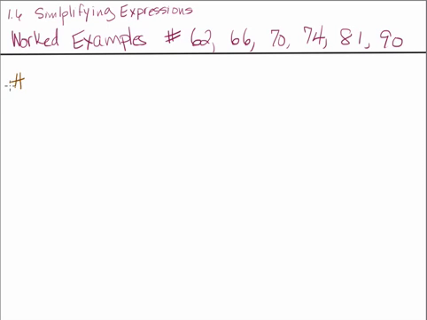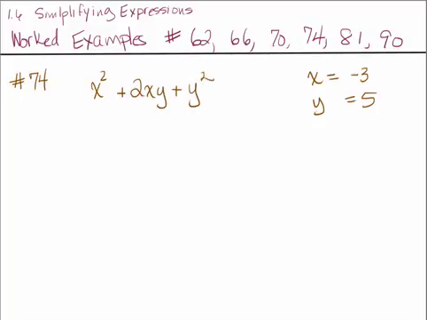Question number 74 comes from the next block of problems. The instructions here are evaluate the following expressions when x equals negative 3 and y equals 5. The expression we're given in number 74 is x squared plus 2xy plus y squared. The difference between this and earlier problems is that I have two variables, and each of those variables has a different value. They can have the same value, but if they do, it's quite coincidental. Usually, the values are different.